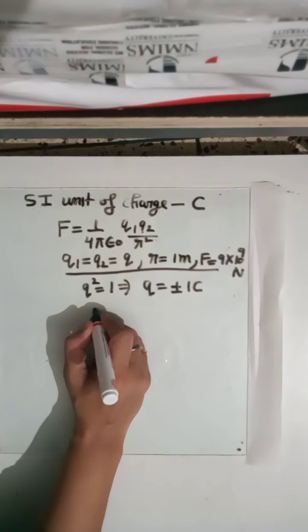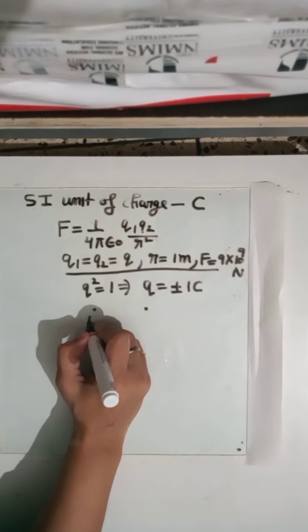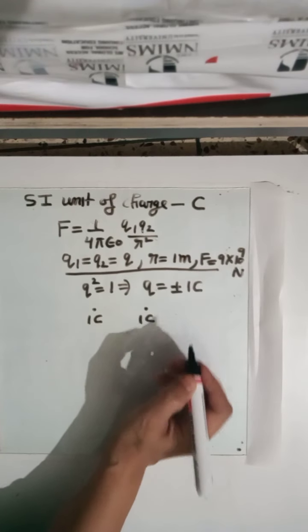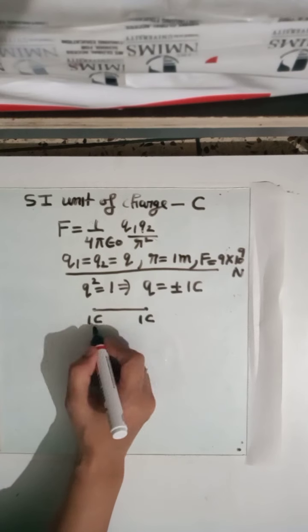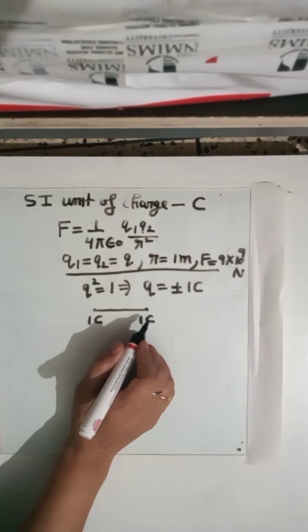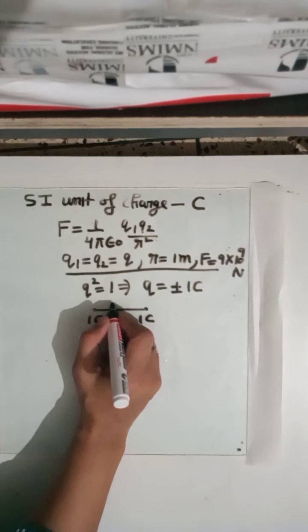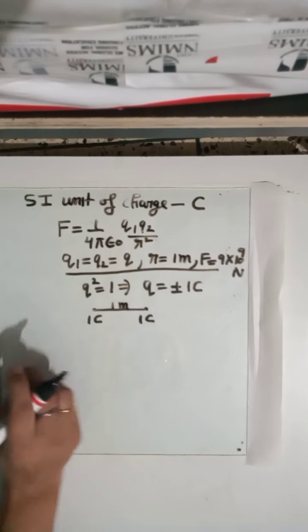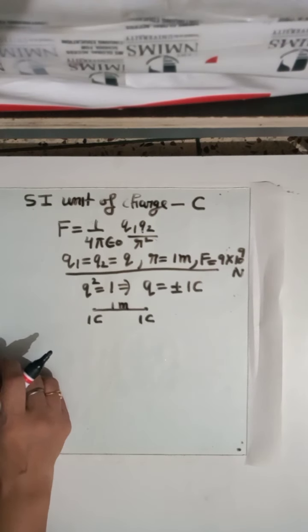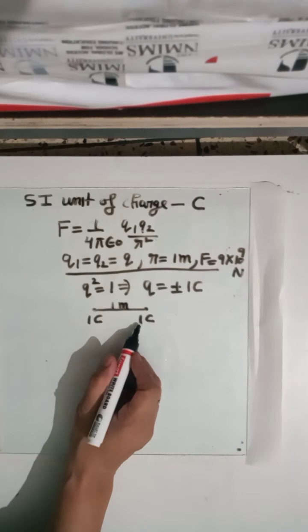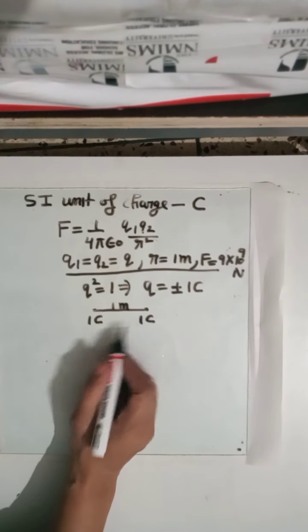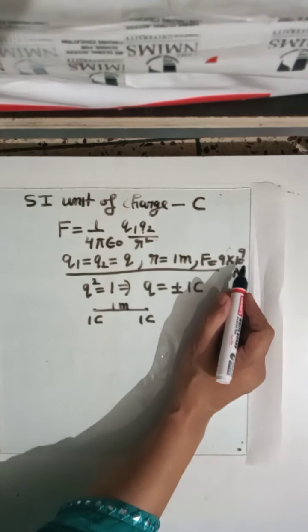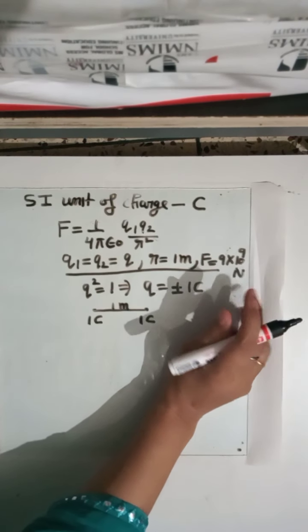Now, two charges which are equal and equal to 1 Coulomb, you can take either both charges positive, or both charges negative. The distance between them is 1 meter. Then the force, which is equal to force of repulsion between these two charges, will be equal to 9 into 10 raised to the power 9 Newton.